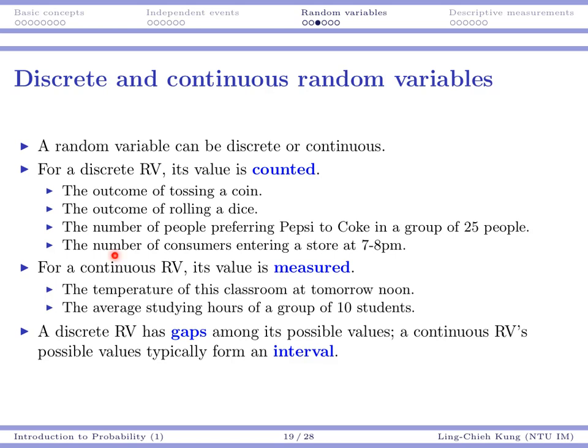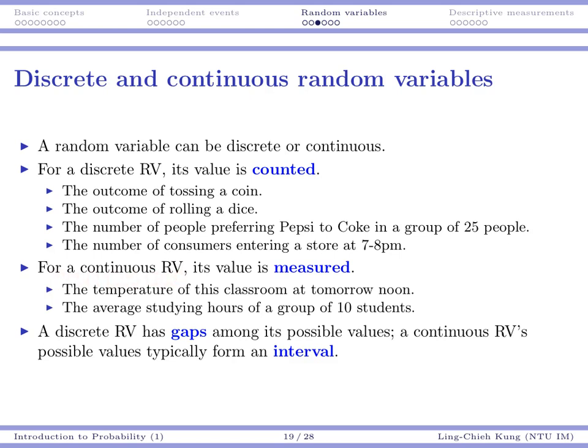And finally, the number of consumers entering a store. Okay, it may be 0, 1, 2, 3, or it may be 100. It may even be 200, 300, or any larger number. So we probably need to say there are really a lot of possibilities. But what's important is that we can count those possibilities. It must be something countable: 0, 1, or 2, or 3. They are just discrete, right?